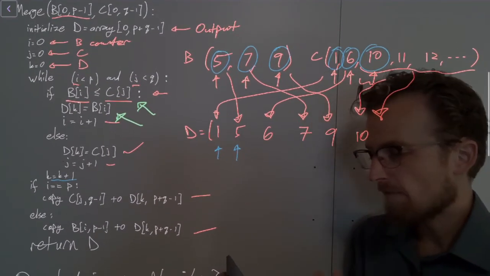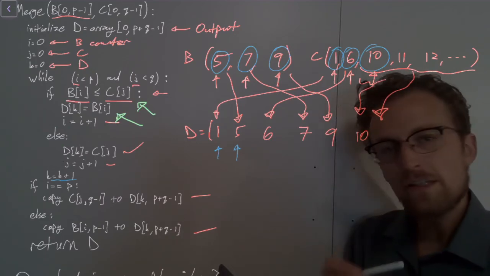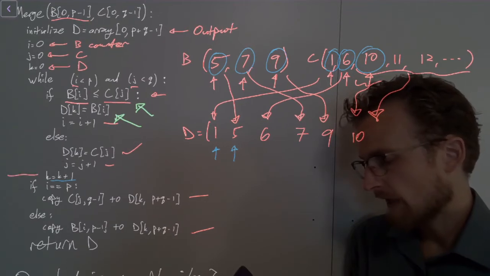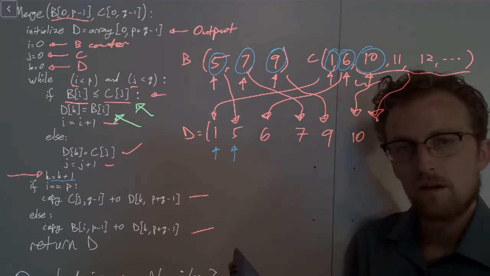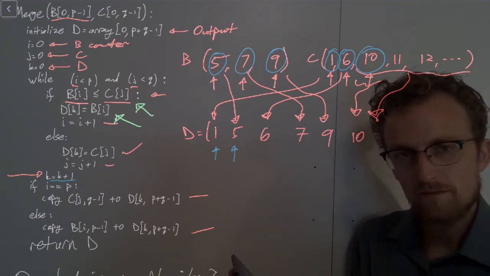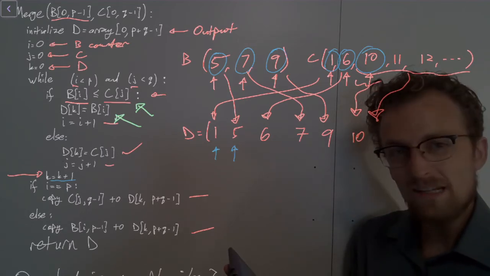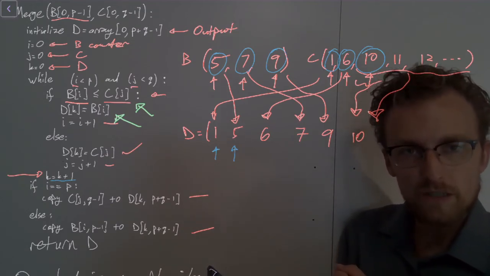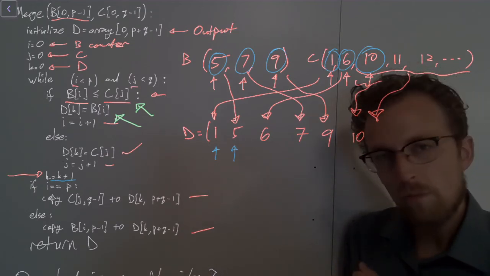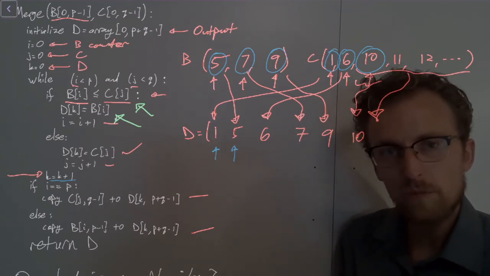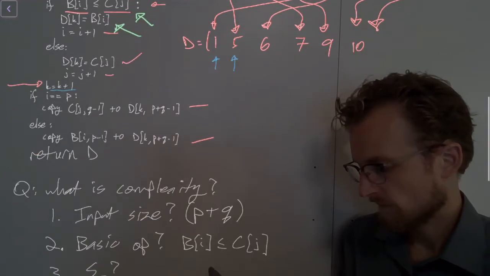Well, I invite you to notice the following fact. Every time the while loop ticks, we increment the k counter. How large can the k counter get? Well, it's limited by the structure of the algorithm. It's limited to p plus q. So we know that no matter what happens, k can never be larger than p plus q.